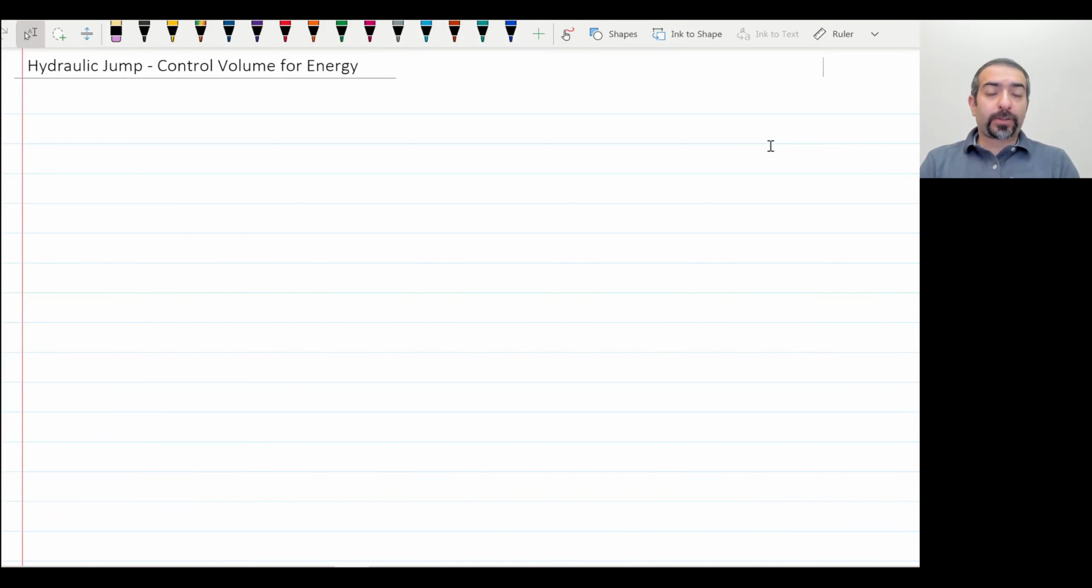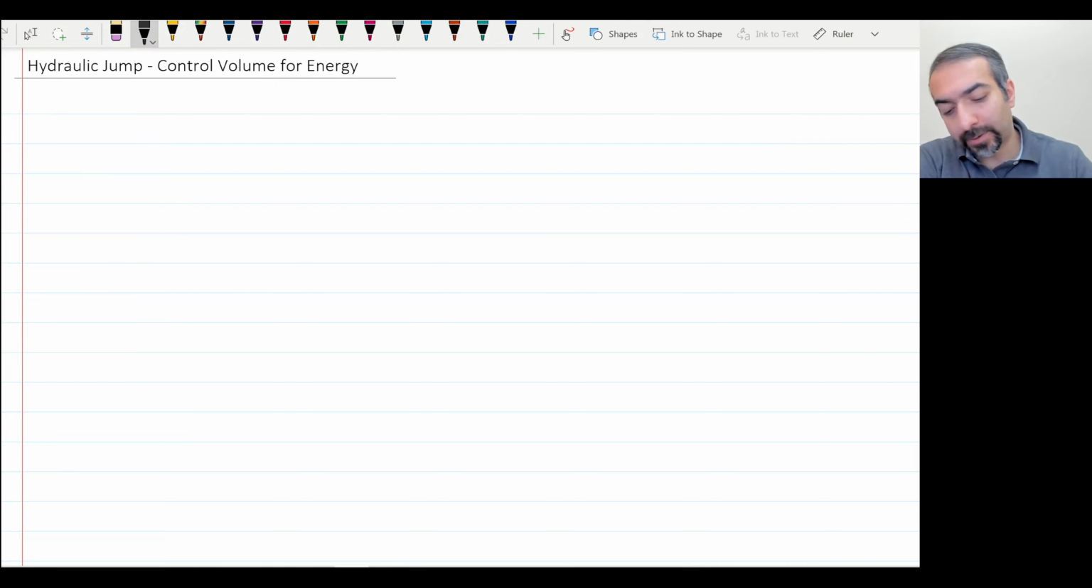All right, now I would like to look at the problem of hydraulic jump from an energy perspective. In the previous video, we looked at the energy at a specific point upstream and downstream. Now I can use control volume analysis for energy to actually calculate how much heat is generated inside this hydraulic jump, or how much extra energy is generated, accurately.